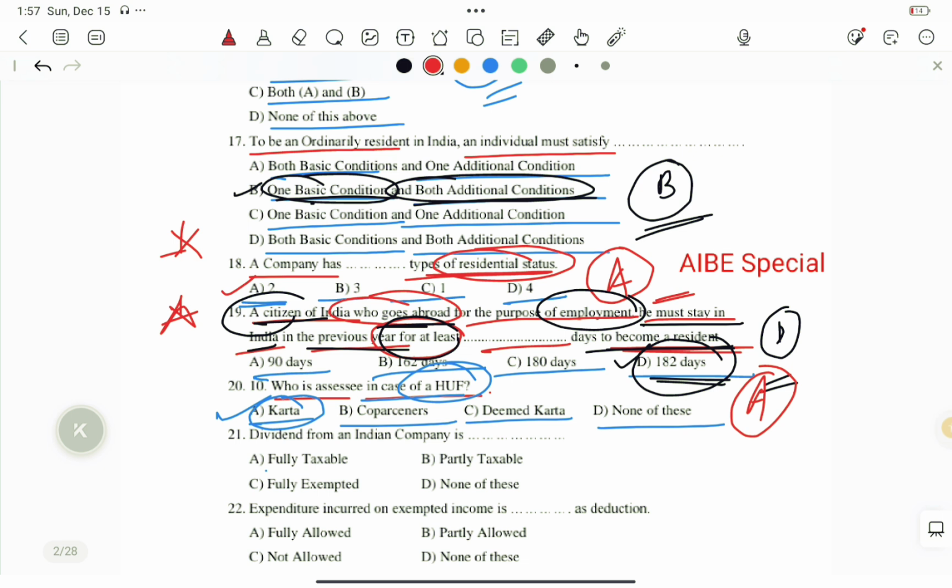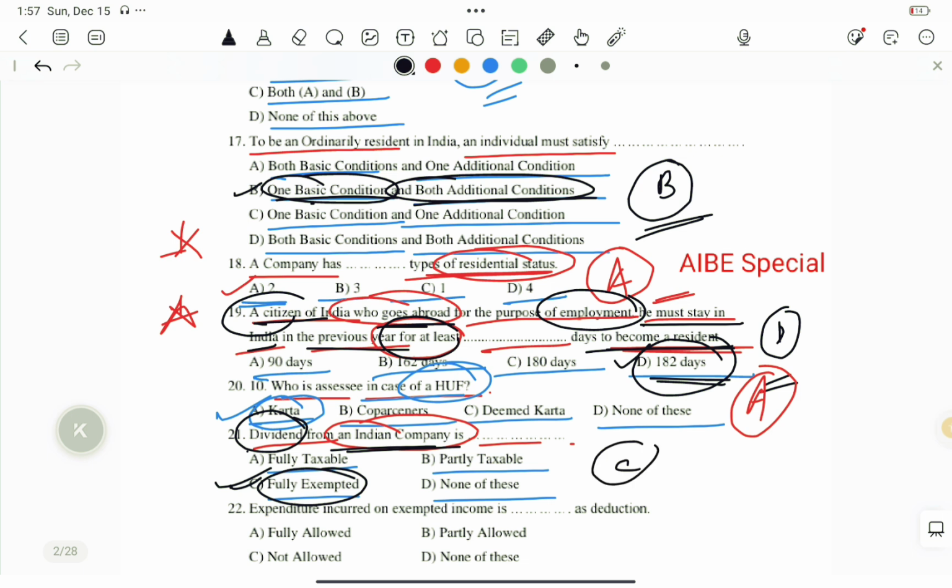So the next question is, dividend from an Indian company is which of the following? Let's see the options. Options are fully taxable, option B partly taxable, option C fully exempted, option D none of the above. So in this case, the correct option would be option C, that means fully exempted. That means if any dividend is earned from an Indian company, in that case it will be fully exempted.